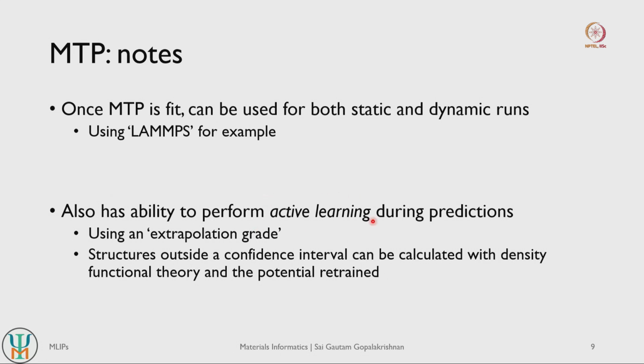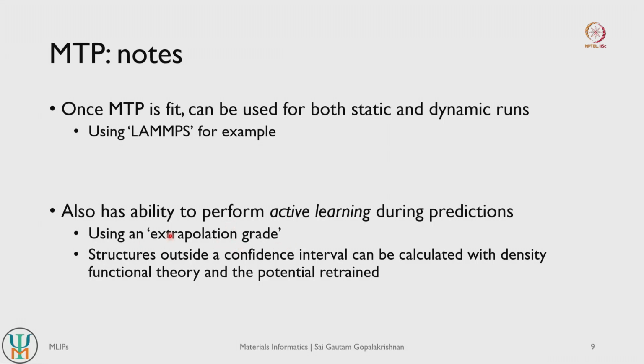Active learning is where the model basically evaluates each configuration that it is generating. This could be during molecular dynamics. In molecular dynamics you keep perturbing your configuration and you try to calculate the energies and forces at a given configuration. Whenever you generate a new configuration, the moment tensor potential can evaluate whether the configuration falls within a certain extrapolation grade where it is confident in its predictions, right.